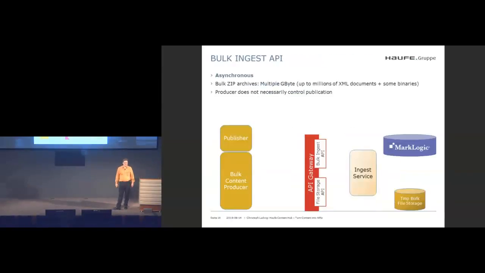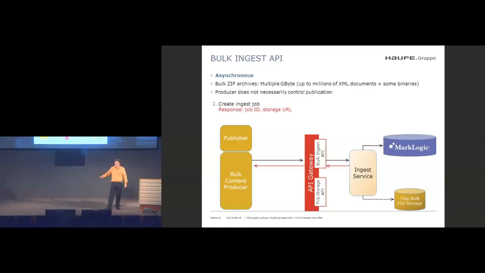Things are a bit different in the bulk ingest case, because here we don't submit the XML content via the actual API. We have to start ingest jobs of zip archives, and only once the zip archives are expanded, we see the actual documents. And on top of that, the producer is not necessarily the same application that publishes the data. So we have some applications that produce content, and some other publication puts it online, and only when it's online, then it must appear in our Content Hub, because otherwise we would share data that's not online.